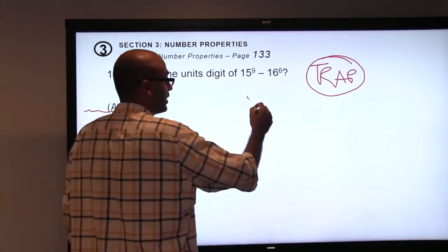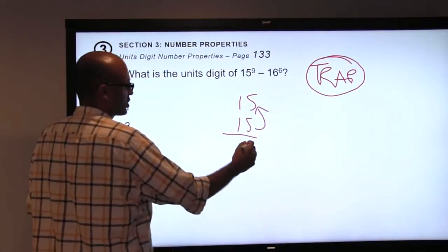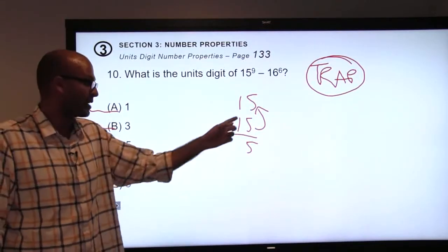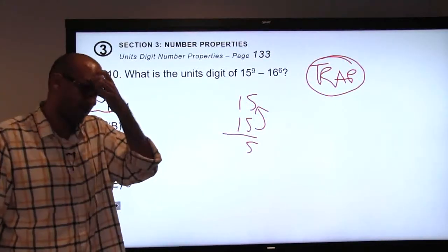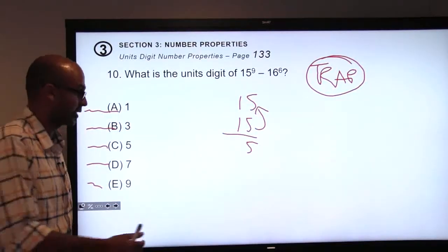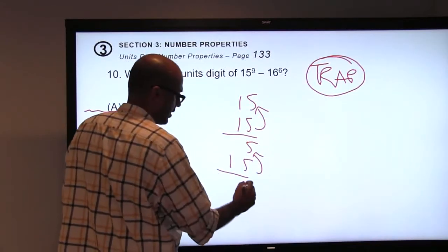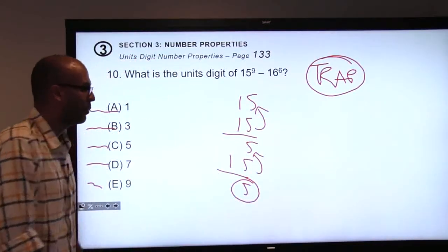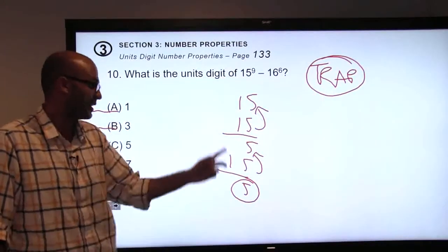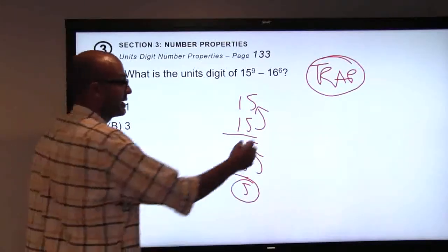So the idea here is, you know that 15 squared ends in a 5, either because you know it's 225 or because you just say 5 times 5 is 25 and figure out the units digit that way. Now, how do I get to 15 to the third? I would just multiply it by another 15, which again would get me to a 5. And so at that point, hopefully I'm feeling pretty comfortable deducing that 15 to the 9 ends in a 5. Same thing on the 16 side.